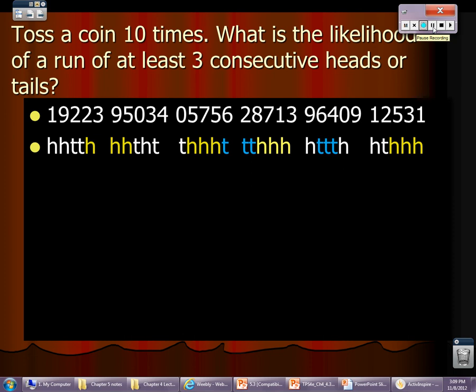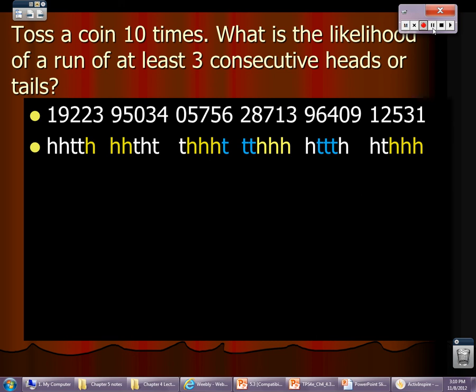If I were to complete this for, say, 25 more repetitions, and let's just say 23 of the 25 times I have 3 or more heads or tails, I can calculate an estimated probability, 23 out of 25, or 92% of the time, I could get 3 heads or 3 tails in a row.